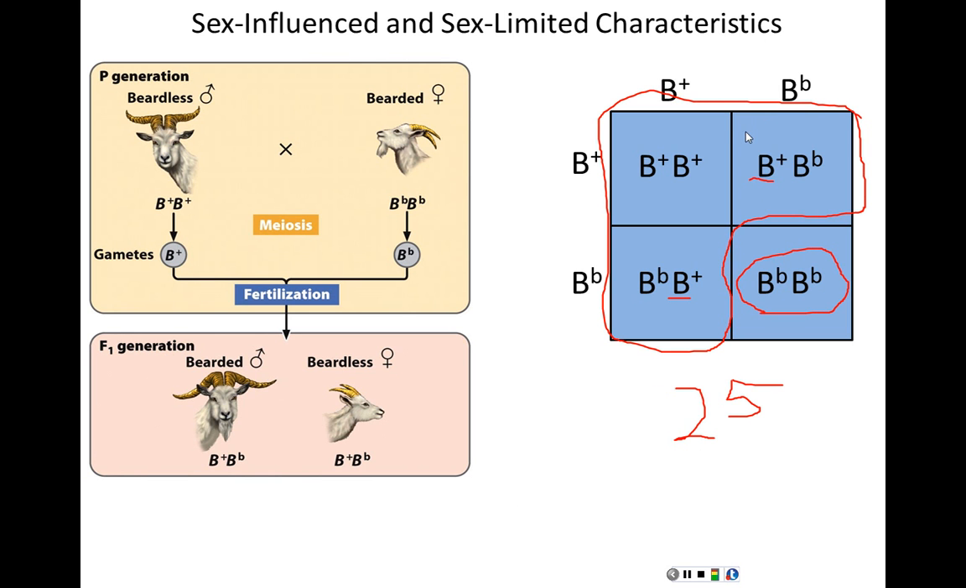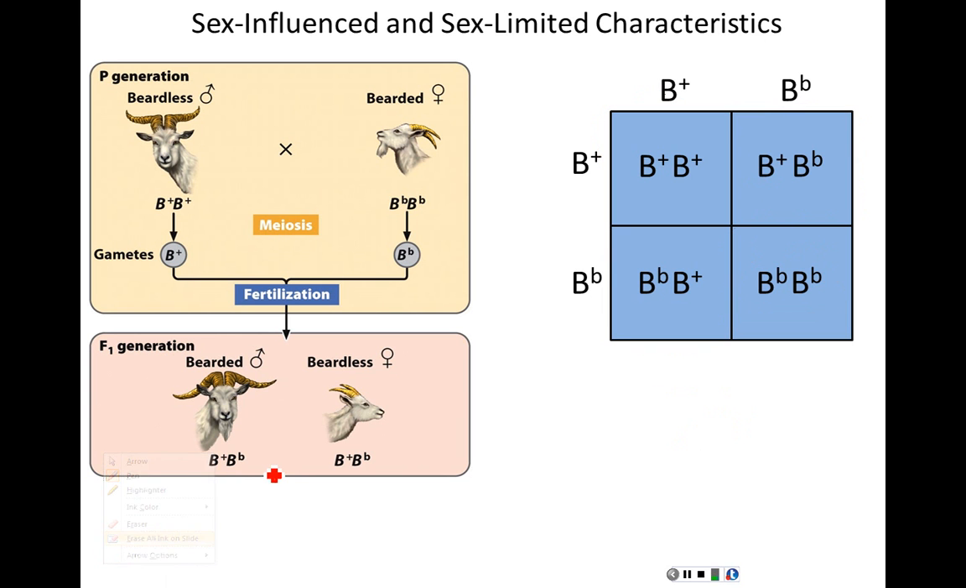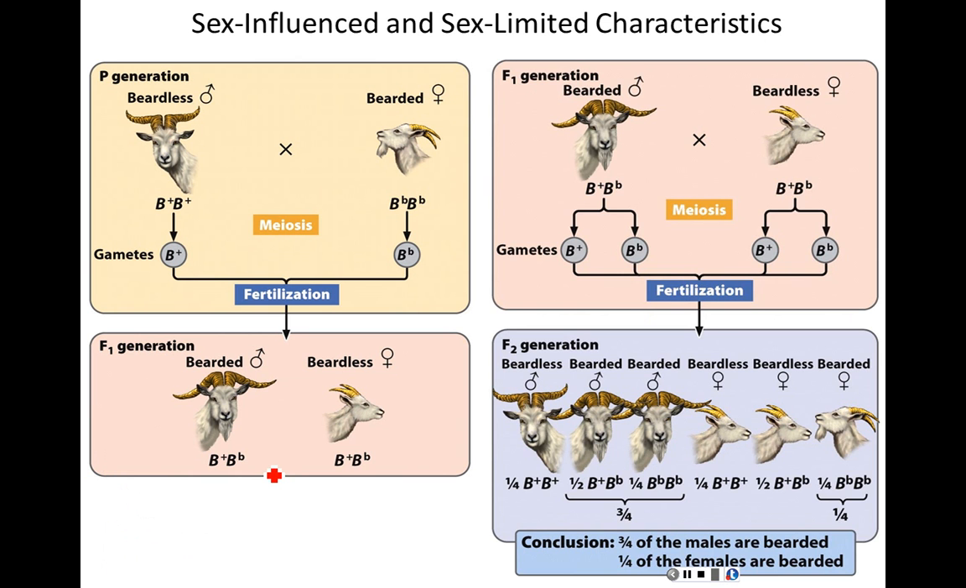And so 25% of the females will be bearded. Same cross, same genetics, same inheritance pattern, but the alleles show a different dominant and recessive characteristic. So this is the cross as it's shown in the textbook. Everything I just said is what's being shown here, the difference between the males being bearded and the females being bearded. So those are sex-influenced traits.